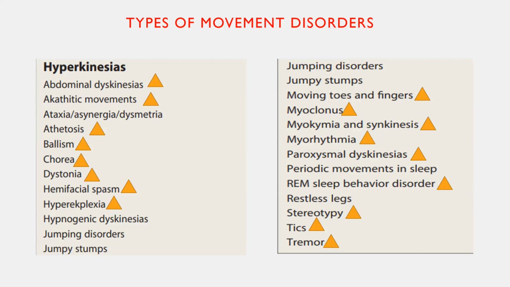Jumpy stumps is nothing but sometimes post amputation the patient will have abnormal movement involving that amputated limb, that is called jumpy stumps, okay. Painful moving toes and fingers syndrome, myoclonus, myokymia, synkinesis, myorhythmia, paroxysmal dyskinesias, periodic movement disorders in sleep, especially REM sleep disorders, restless leg syndrome, stereotypy, tics, and tremors. The points that I have highlighted are important for your exams or clinical case discussion, okay. What are the points that I have highlighted in this triangle? These are important for MD medicine students, okay.